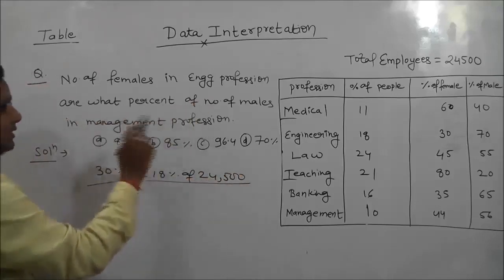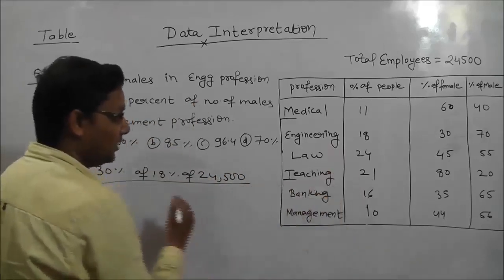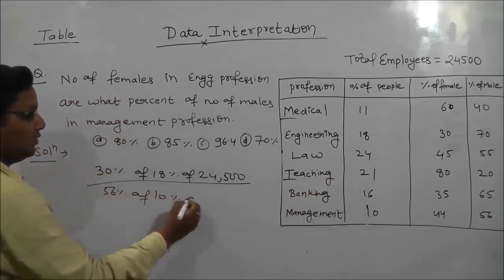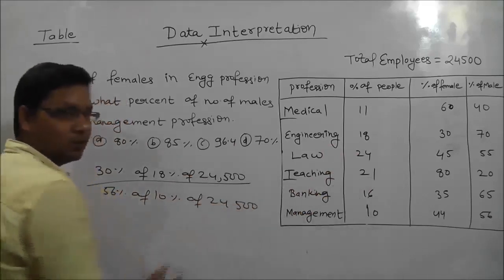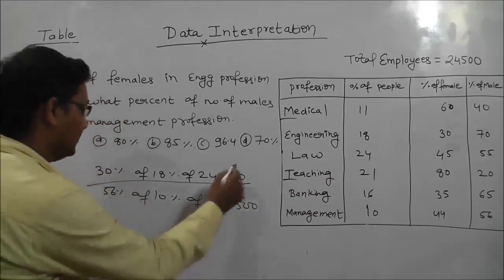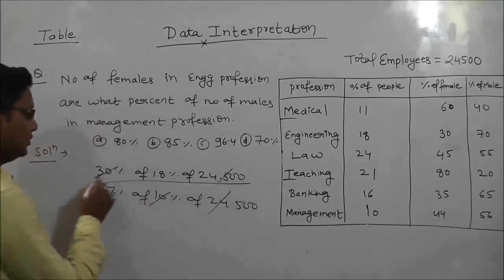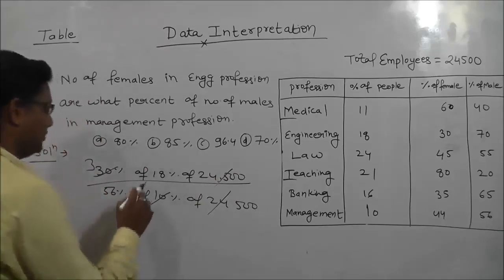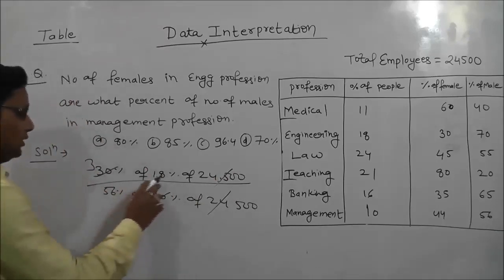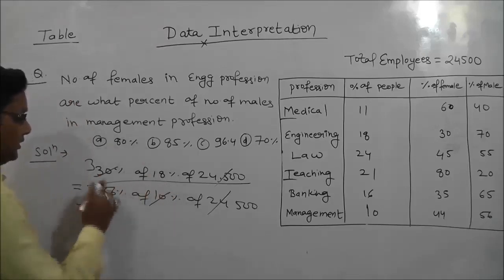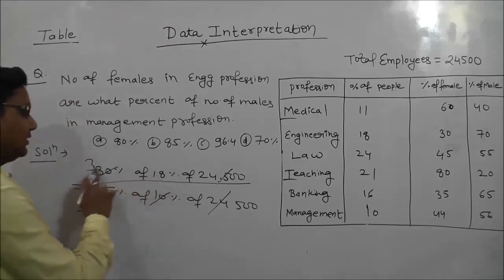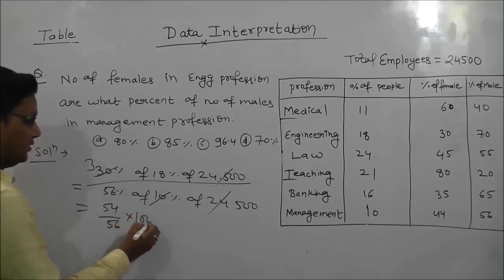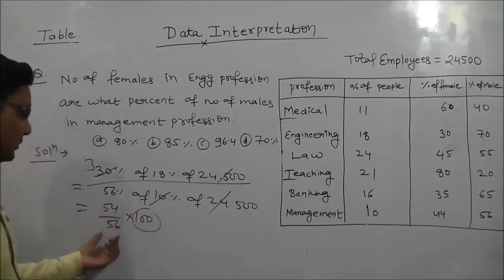So the number of males in the management profession is how much? 56% of 10% of 24,500. First write this and then cancel. 10 into 3, and we can solve this. We get 3 here, we cannot cancel further. 3 into 18, how much will we get? 54, and here 56 into 100. If we do not change the 100, we can still find the percentage.